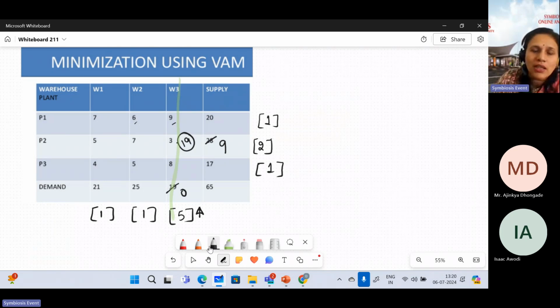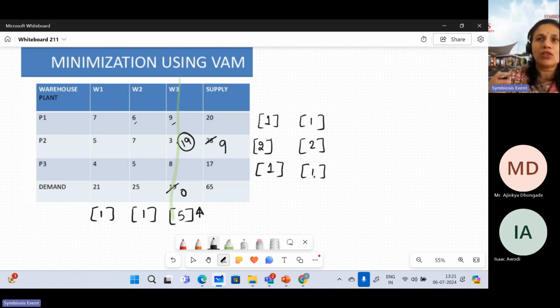Again, you find the second round of penalties. Row wise first. So 7 and 6, only two figures; 5 and 7, two figures; 4 and 5, one. It has been observed that whenever you delete a column, there is no change in penalties row wise. But if you delete a row, then there is a change for the column penalties. So here values are going to be 4 and 5, so this is 1; 5 and 6, so this is 1. Now where am I getting the maximum penalty? Maximum penalty is 2.